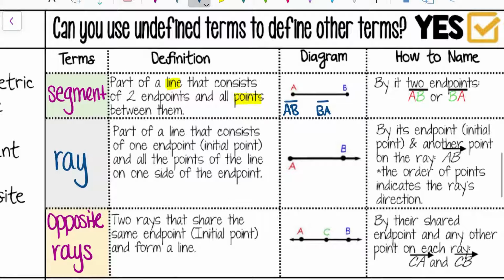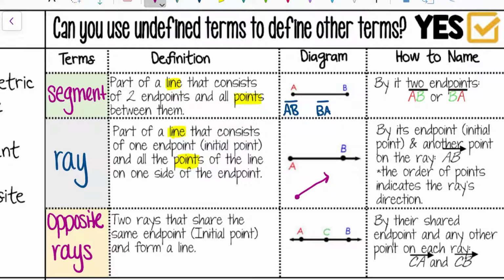Part of the line that consists of 1 endpoint, which is an initial point, and all the points of the line on one side of the endpoint is called a ray. So here we use the words line and points. Okay, so a ray starts at one point and goes forever in the opposite direction.